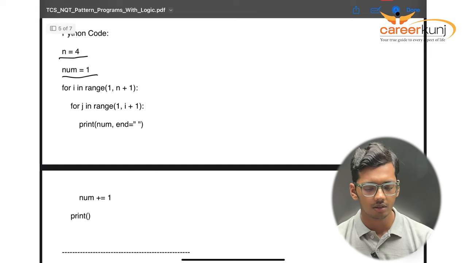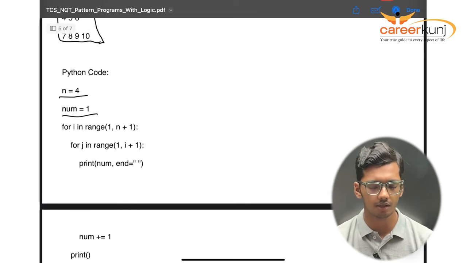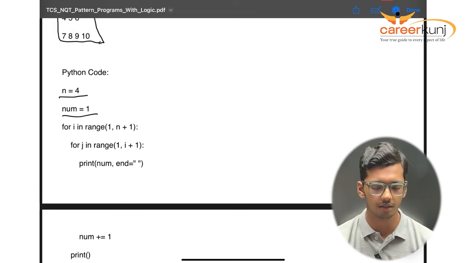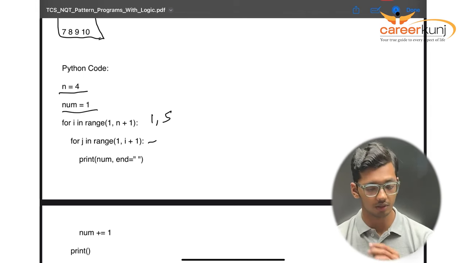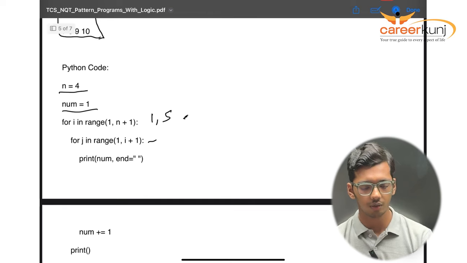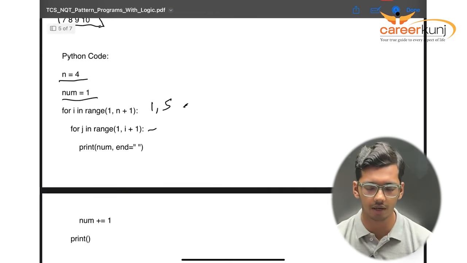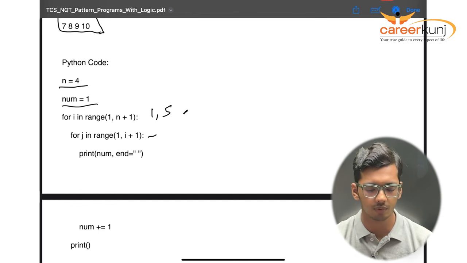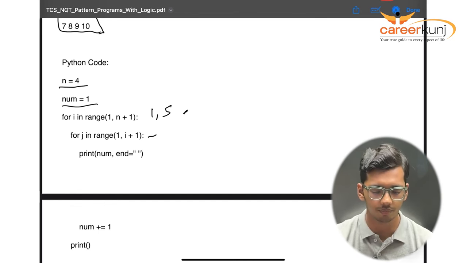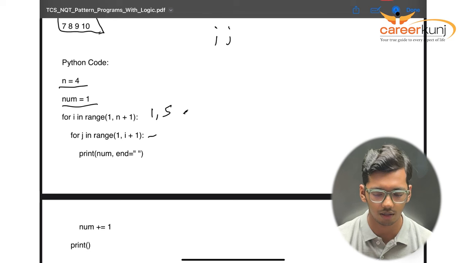For i in range 1 to n plus 1, my n is 4. That means first this will go from 1 to 5. Again, I have used another loop, for j in range 1 to i plus 1. That means whatever value of i we get, j will go from 1 to i plus 1. So let's go one by one. In the first iteration, for i in range 1 to n plus 1, my n is 4, that means 1 to 5. My value of i is 1. Here I will write i, here I will write j. In the first iteration, my value of i is 1.